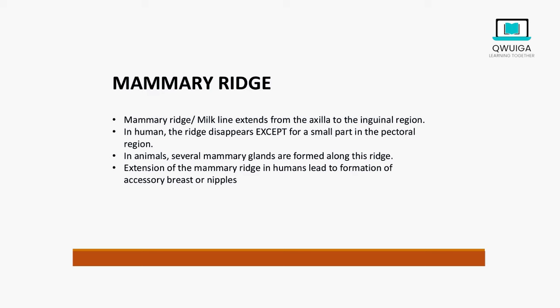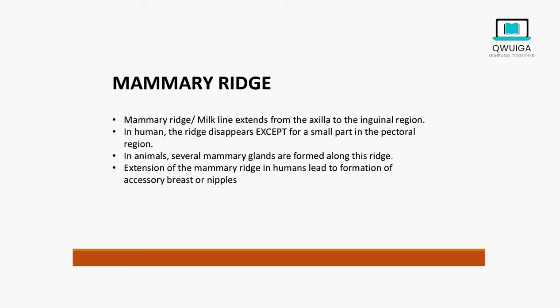Then now we come down to the mammary ridge or the milk line. This is an imaginary line that extends from the axillary to the inguinal region. In humans, the ridge disappears except for a small part in the pectoral region, but in animals it rarely disappears. That is why you see them with several mammary glands that are formed along this ridge. An extension of the mammary ridge in humans leads to the formation of accessory breasts or accessory nipples. That is, maybe a man or a woman.